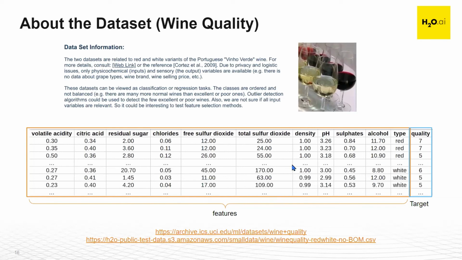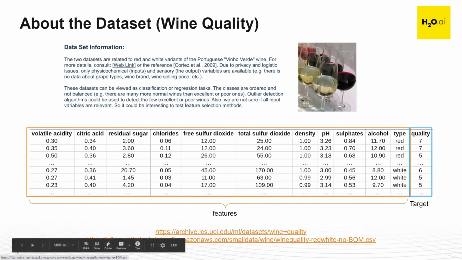So it's a supervised learning problem. We have a target, which is quality. I think it's from 0 to 10, where 0 means really, really bad and 10 is the top quality wine. So we want to create an approximation of the function from these features to the target. We use H2O to build models for that. If you want to find out more about this dataset, just go to this link here. And we also have the CSV file on our S3 folder, so you can just use that.